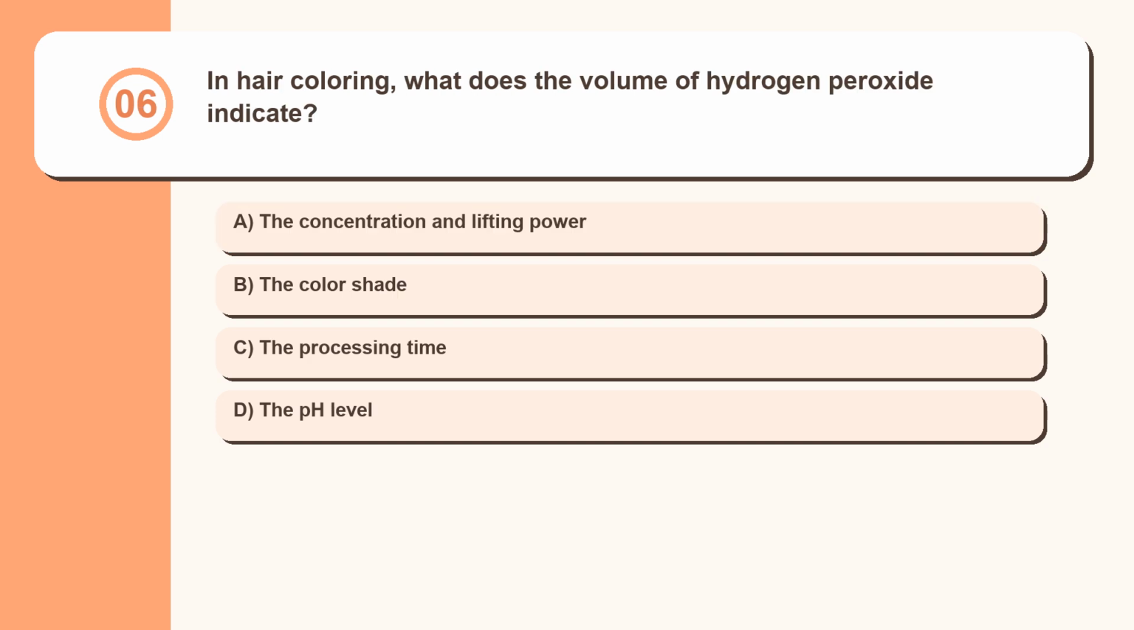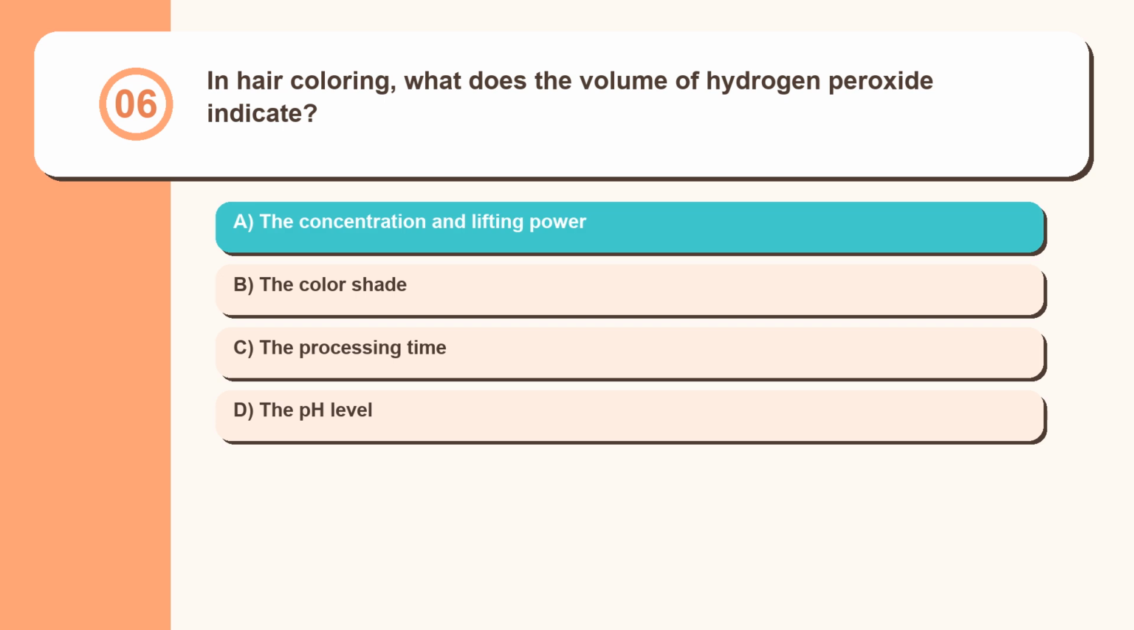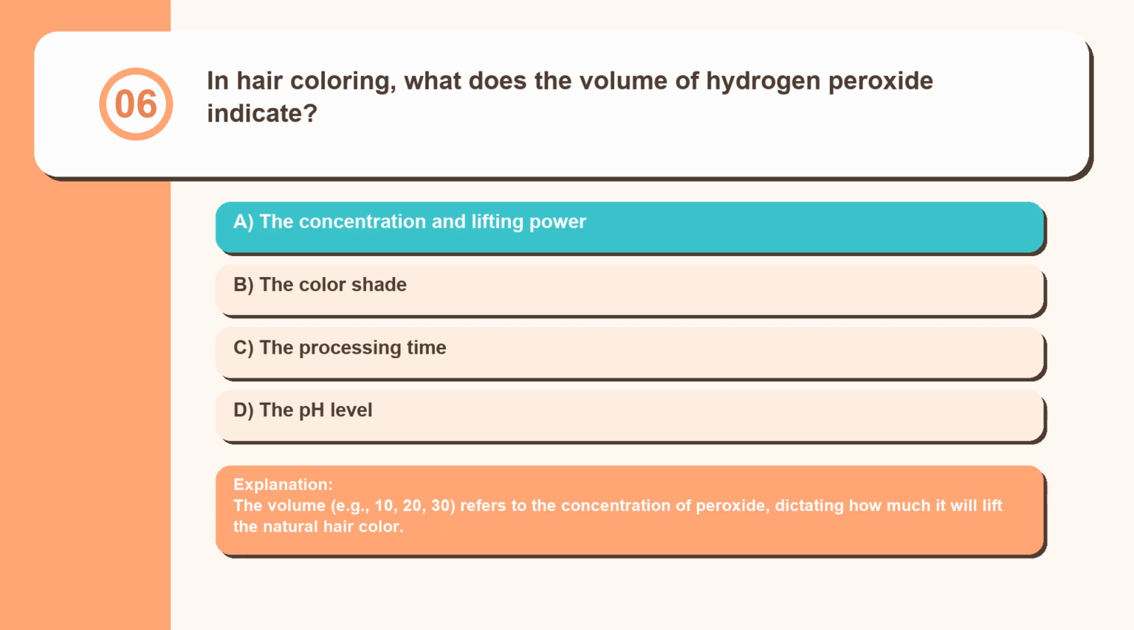Question 6. In hair coloring, what does the volume of hydrogen peroxide indicate? The concentration and lifting power, the color shade, the processing time, or the pH level? The volume, example 10, 20, 30, refers to the concentration of peroxide, dictating how much it will lift the natural hair color.